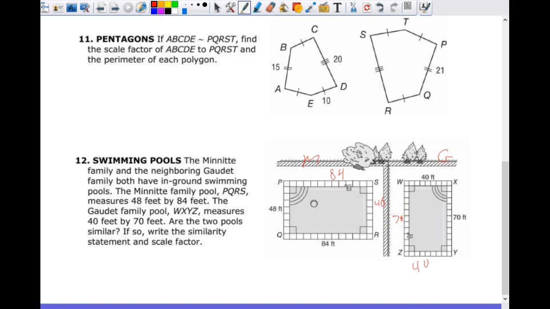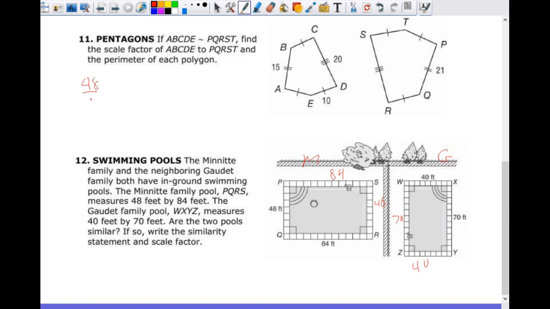It asks us, are these two pools similar? If so, write a similarity statement. First thing to know if something's similar, check the angles. What type of angle do we have here? Yeah, those are stairs, but they're also right angle, right angle, right angle, right angle. They're all the same, right? So we have 4 pairs of congruent angles. So we're good on the angle front. Now we need to check the scale factor. Let's start with this, 48. What's the corresponding side for 48 over here? Is it going to be 40 or is it going to be 70?